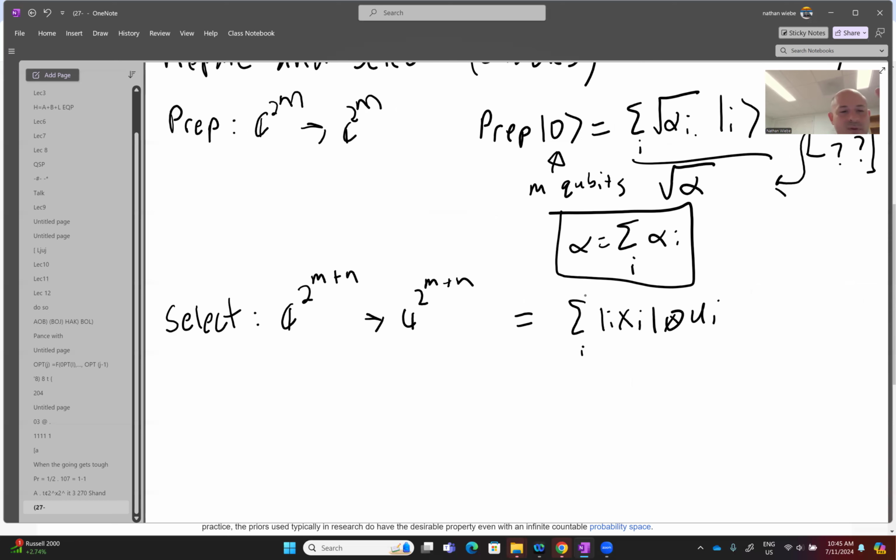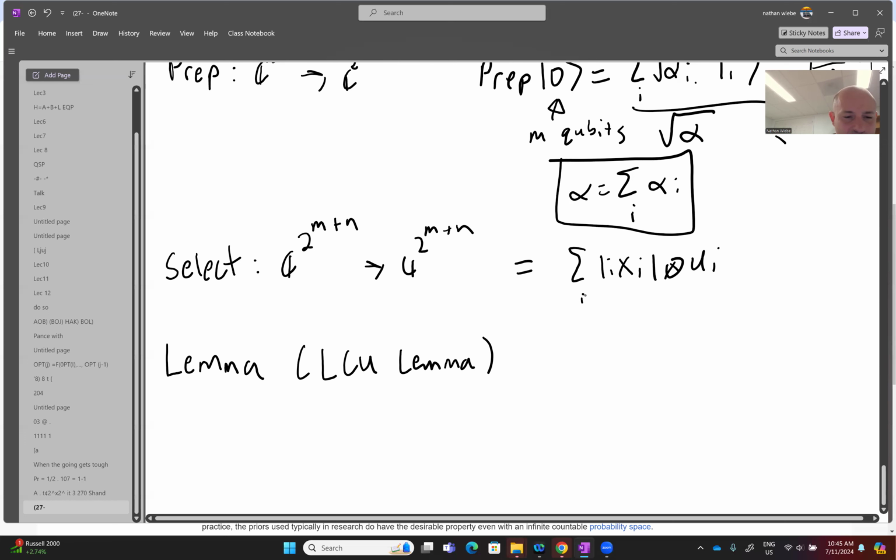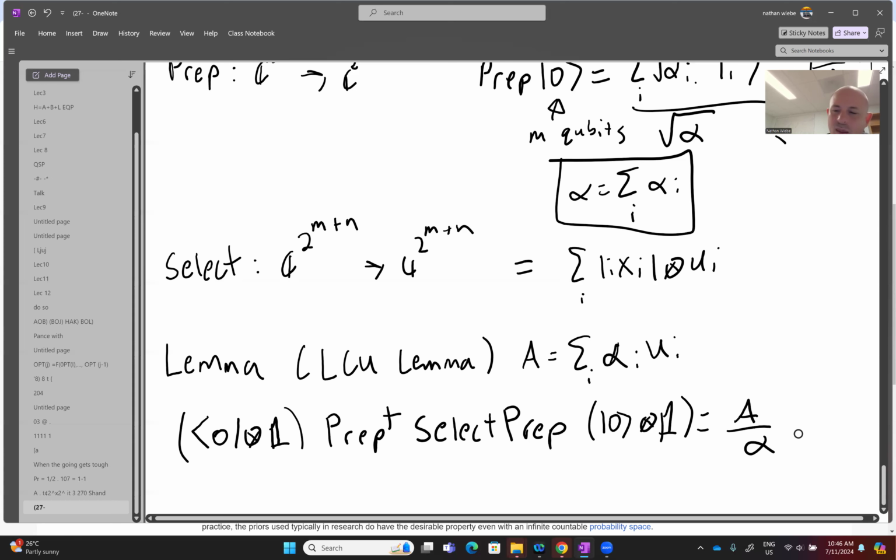And my claim is now, this is probably the most important lemma of this discussion. It's called the LCU lemma. And the claim in the LCU lemma is that <0| tensor identity, prep dagger, select, prep, |0> tensor identity is equal to A over alpha, where A is defined to be the sum over i of alpha i U_i. All right, great.